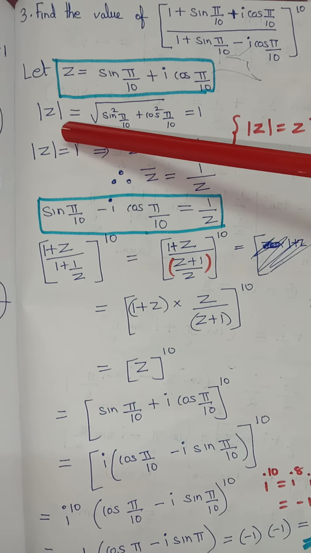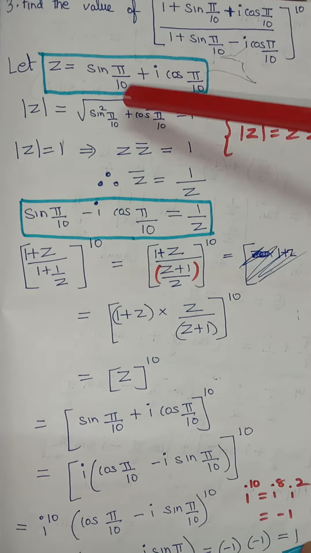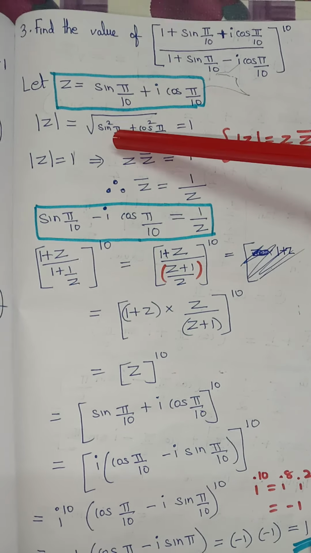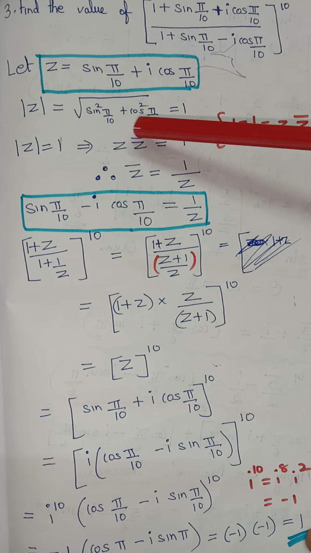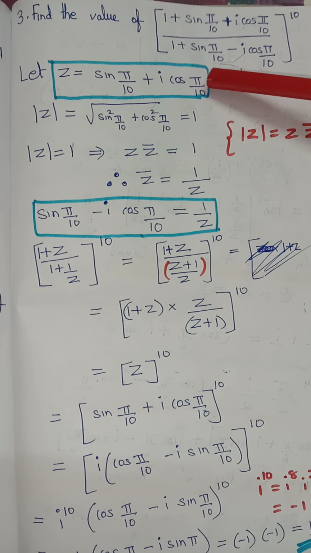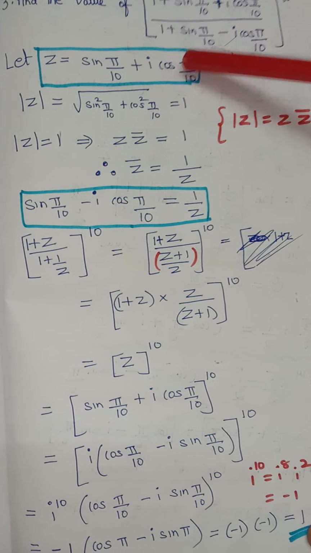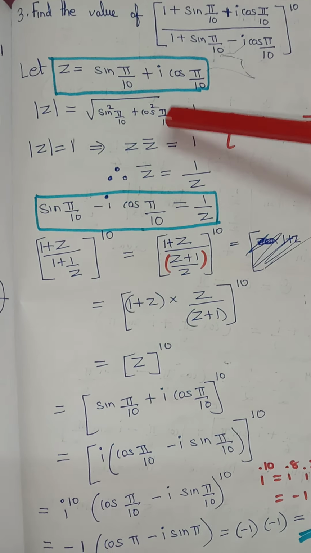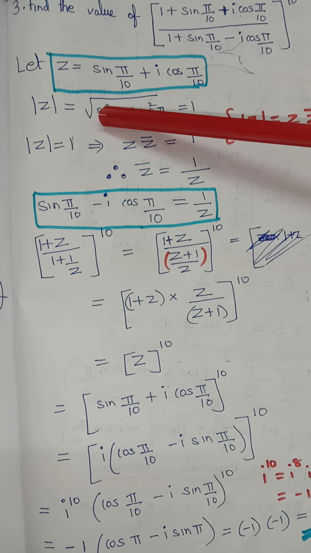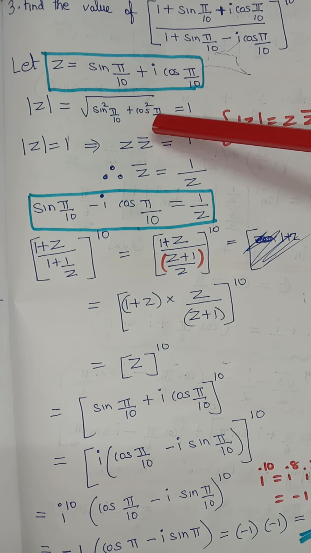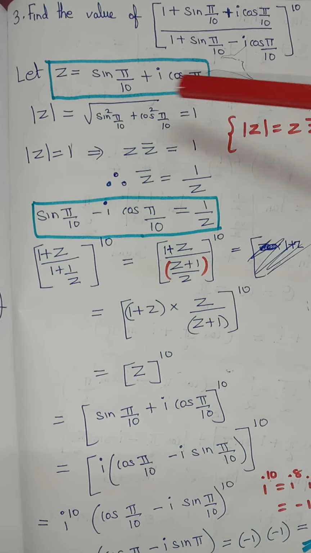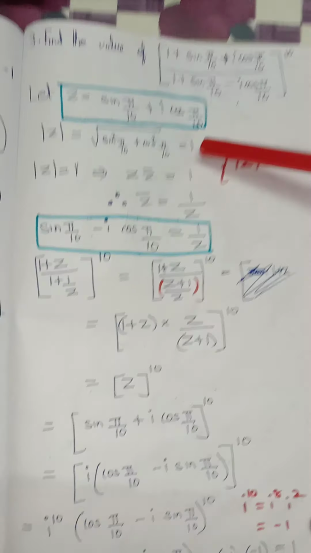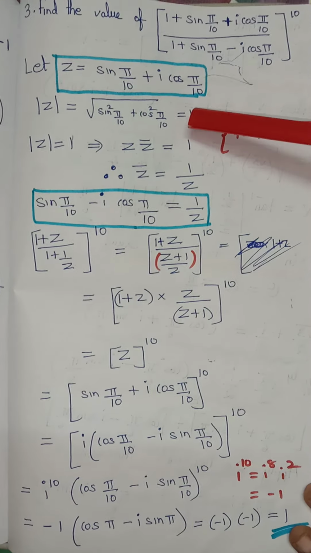Modulus of z, how to find out? Square root of real part squared, so sin² π/10, plus imaginary part squared. What is our imaginary part? Cos π/10, so cos² π/10. We have learned in 10th standard sin² θ + cos² θ is 1. So root 1 means 1. So we have found out that the modulus of z is 1.